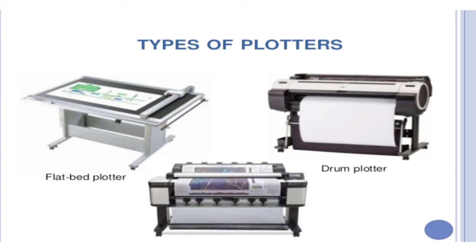The last type of plotter is the inkjet plotter. An inkjet plotter creates an image by spraying small droplets of ink onto paper. A popular choice for advertising agencies and graphic designers is the inkjet plotter. Inkjet plotters are used generally for large outputs such as banners, billboards and so on.